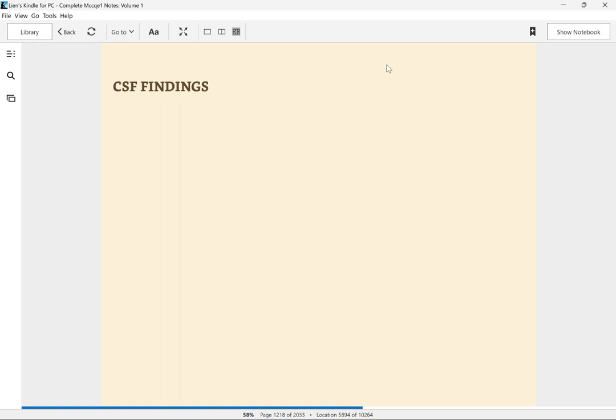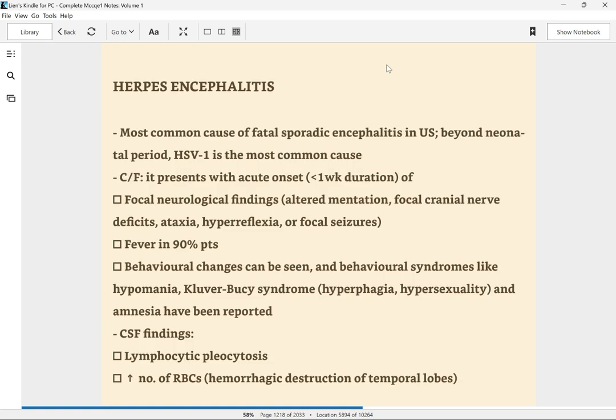CSF findings. Herpes encephalitis, the most common cause of fatal sporadic encephalitis in the U.S. beyond the neonatal period. HSV-1 is the most common cause. C/F: it presents with acute onset, 1 week duration, of focal neurological findings, altered mentation, focal cranial nerve deficits, ataxia, hyperreflexia, or focal seizures, fever in 90% of patients.